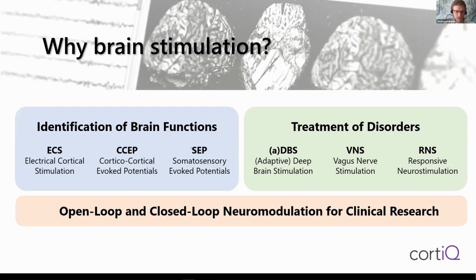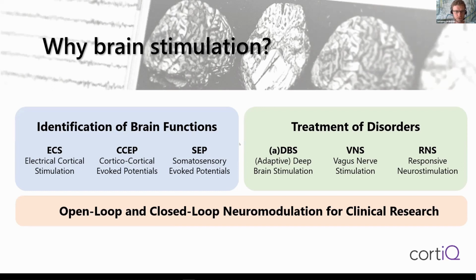And I have summarized it as open loop and closed loop neuromodulation for clinical research. So open loop basically means that we don't have any feedback from the system. We are just stimulating a brain region and observing what's happening. And closed loop means, and it's actually much more sophisticated, that we are using feedback from the system, for example, via recordings, ECoG recordings, and the like.